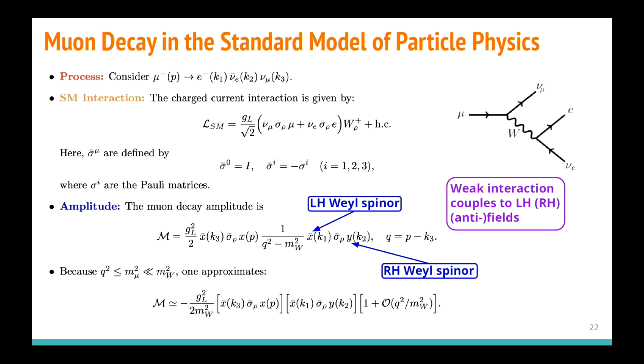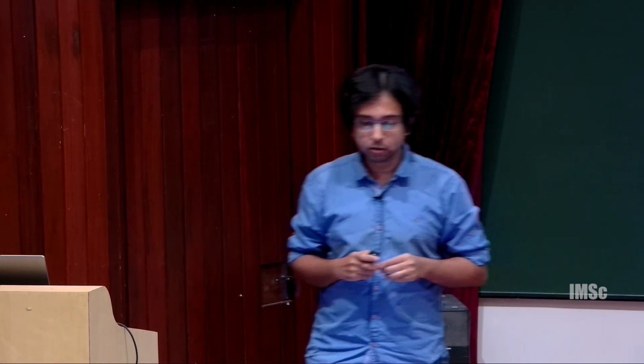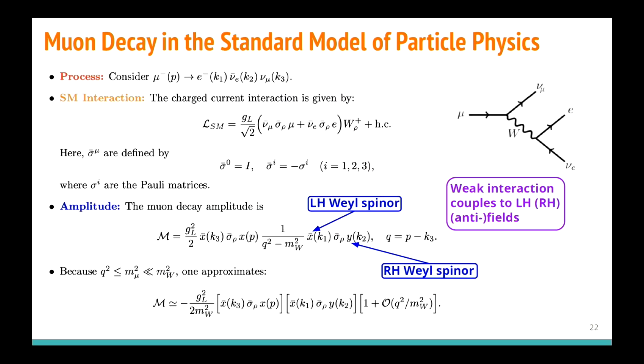So let's consider the muon decay in the standard model. So what we have is this decay, muon going to an electron, antineutrino, and a muon neutrino. So the Feynman diagram is this, and I'll be discussing in two component spinor representation. So let's write down the charged current interaction like this. We have g_L by root 2, nu_mu bar sigma-bar^rho mu plus nu_e bar sigma-bar^rho e, and the W boson, and we have a Hermitian conjugate. So this is the definition of the sigma vector, and the sigma i's are the Pauli matrices.